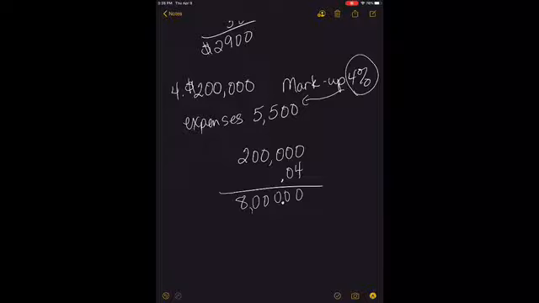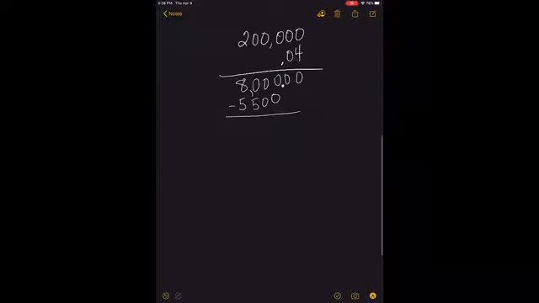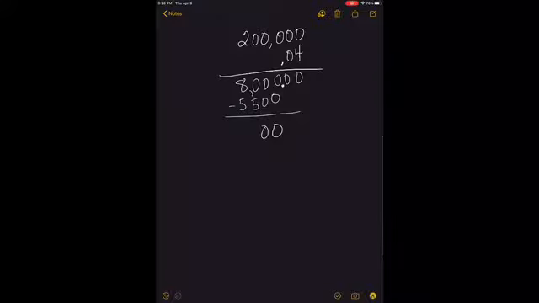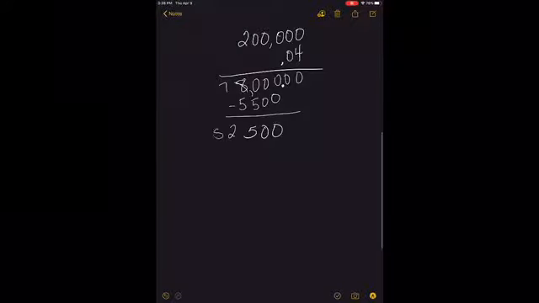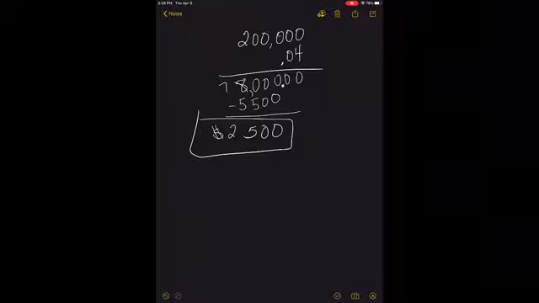All right, we have 2 decimal points, so it goes here. So on that merchandise, he made $8,000, but he has overhead. He has these expenses, so we have to subtract those. $5,500. So overall, he just made $2,500.